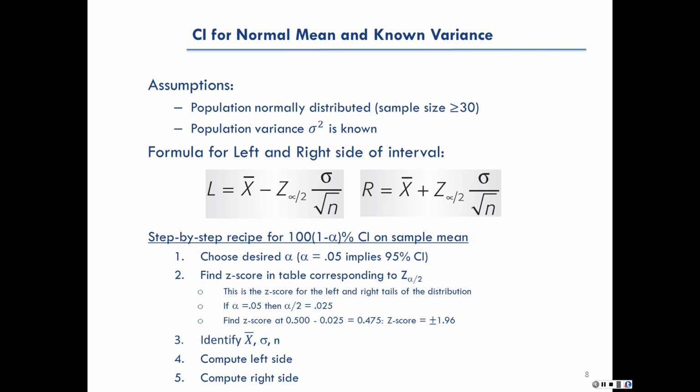And so what you want to do, the next steps in the recipe, are you want to identify the other parts of the equation. So that's the sample mean x bar, the population standard deviation sigma, and if you're given the variance instead, sigma squared, then you would just take the square root of it, and then also n, which is the sample size. Then you have all those values and you can compute and plug them in on the left and the right hand side of the equation there to get the confidence intervals.